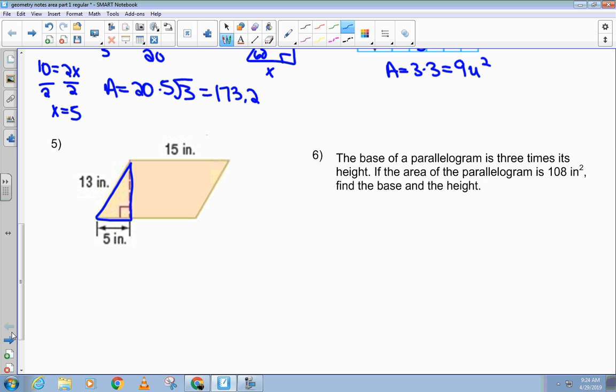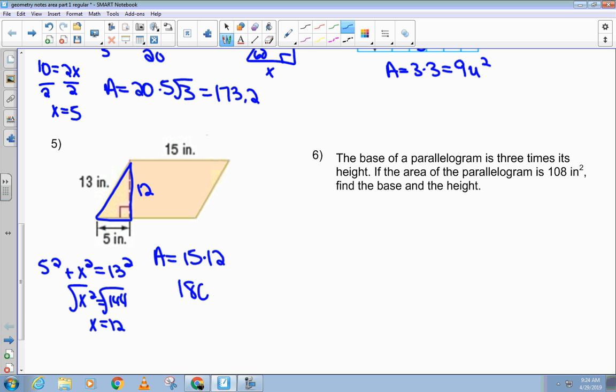Does anybody know it just looking at it? 12. It's 12. It's a triple, isn't it? 5, 12, 13. But if you don't know it, you could do 5 squared plus x squared equals 13 squared. And so you end up with x squared equals 144. Take the square root, and it is 12. Okay? All right. So now I know my base is 15. What's my height now? 12. So to find the area, I've got to multiply 15 times 12. And 15 times 12 is 180 inches squared.